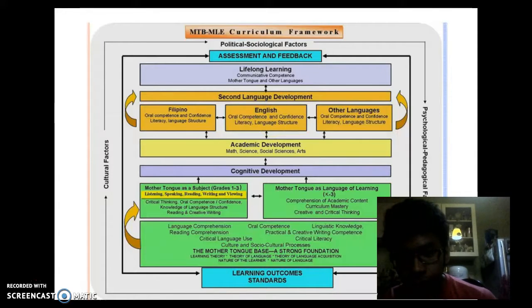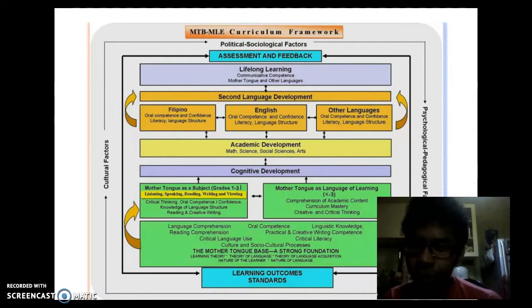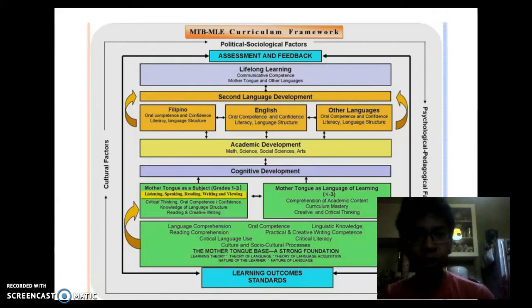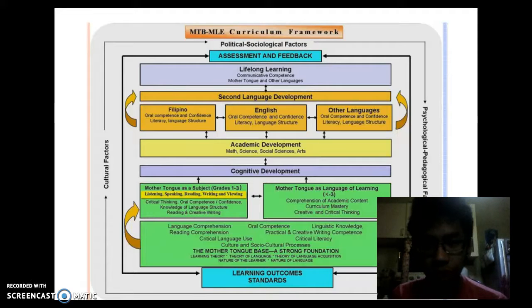And next is the oral competence in these three areas: Filipino, English, and other languages. Other languages include Bicolano, languages, dialects per se. So this is included here. Second, language development. And next is lifelong learning. This is the aim of the framework itself, to promote lifelong learning. As you can see, it is on the top of the spectrum of this framework. So that's it.